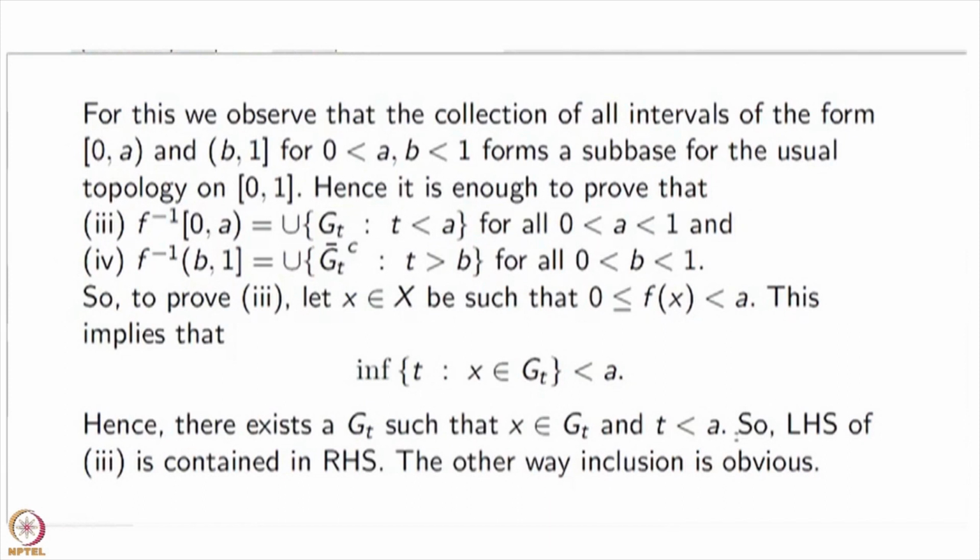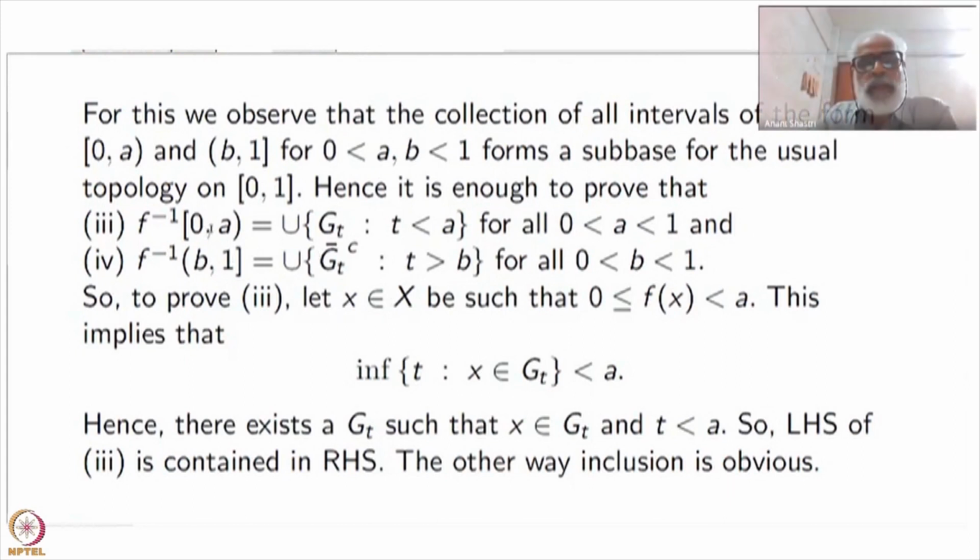So I have not done anything other than just the definition of infimum. Not very serious also. So LHS of 3 is contained inside RHS. For each point x, I have found a G_t here. All right. The other way inclusion is obvious. As soon as x belongs to G_t, infimum will be smaller than that, and t is less than a, so f of x will be less than a.